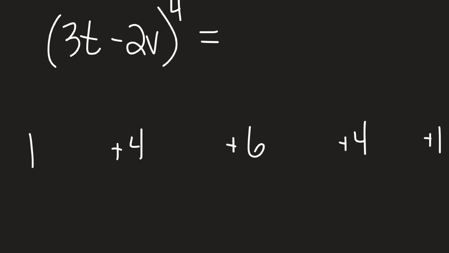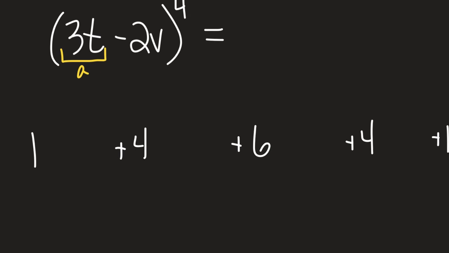Okay, so your first step is to write down your coefficients from Pascal's triangle. Okay, and the second step is to do your a values in an ascending manner, right? I mean descending.